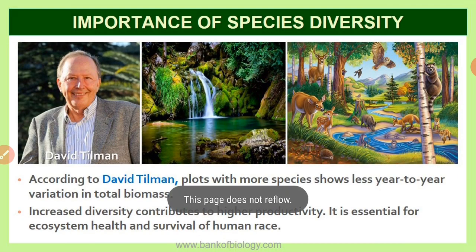Then coming to the importance of species diversity. Species diversity plays a very significant role in increased stability, higher productivity and normal functioning of the ecosystem. If increased stability, productivity and normal functioning are there, it is because of species diversity. According to David Tilman, plots with more species show lesser year to year variation in total biomass. So when there is increased biodiversity, that contributes to higher productivity, and that is essential for the ecosystem to be healthy and for the survival of the human race.